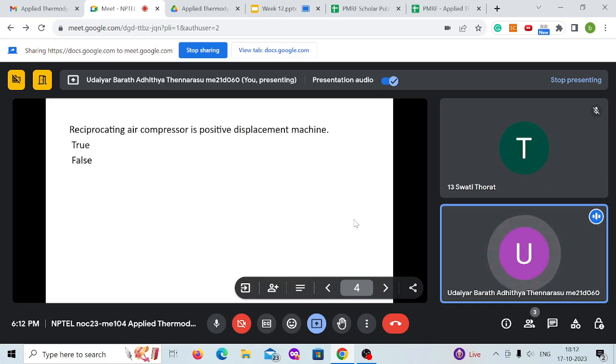The next question: a reciprocating air compressor is a positive displacement machine. Is this true or false? We know this is a positive displacement machine. Basically, I listed out the two types, positive and dynamic, so reciprocating will fall under positive displacement machines. So this statement is true.